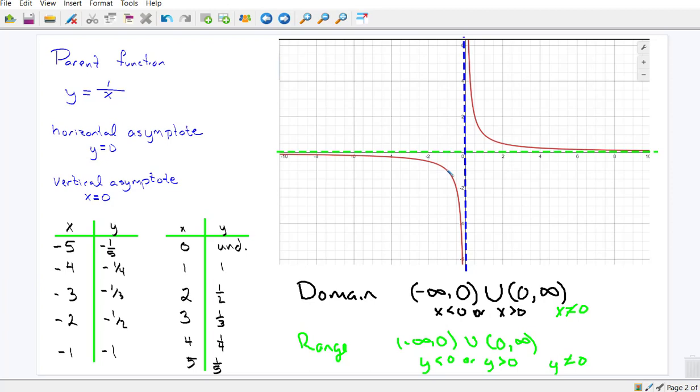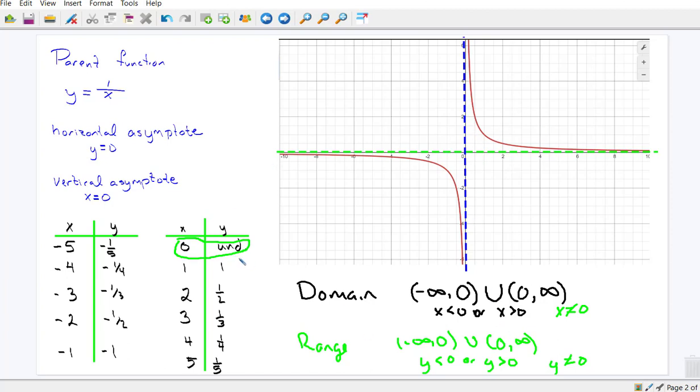And if x was -1/2, that would be -2. x was -1/3, that's -3. x is -1/4, that's -4. And so you can see how this is getting taller and taller the farther out we go. At 0, you'll see that's undefined. That's because there's an asymptote there.